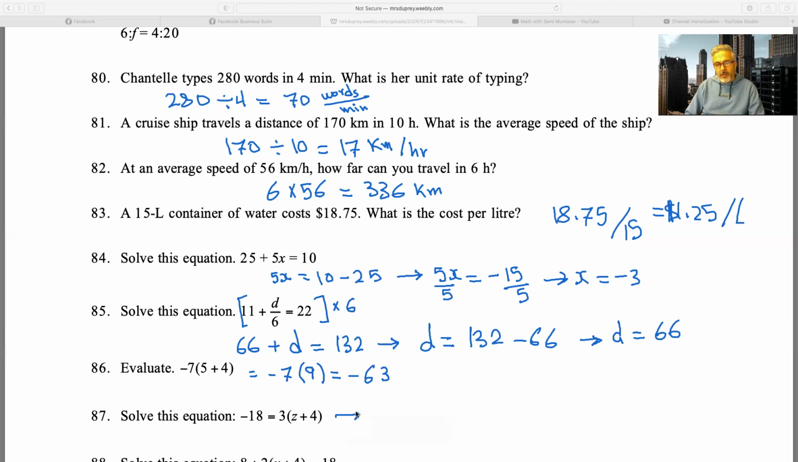Now, next one right here. So they want me to solve for Z. There are a few ways you could do this. You could distribute the 3 into the Z and the 4, but my choice would be to divide both sides by 3. Negative 18 divided by 3 is negative 6 equals, and then you just get Z plus 4. You don't need to write the brackets because once you get rid of that 3, there's no need for the brackets. Now you want to move that 4 to the other side of the equal sign. Since it's added, when you move it to the other side, you minus it, so it becomes negative 6 minus 4 equals Z, and therefore Z equals negative 10.